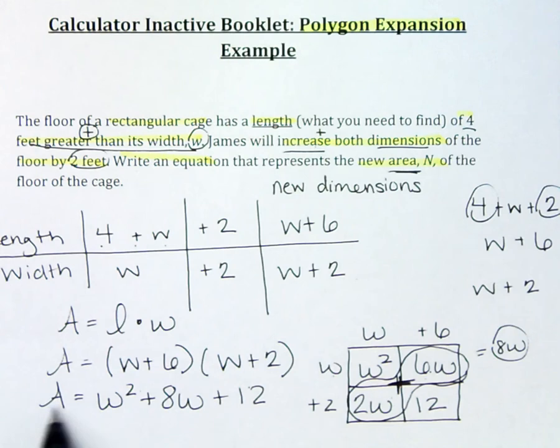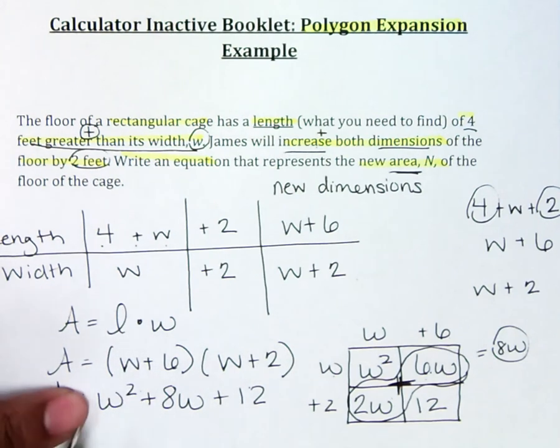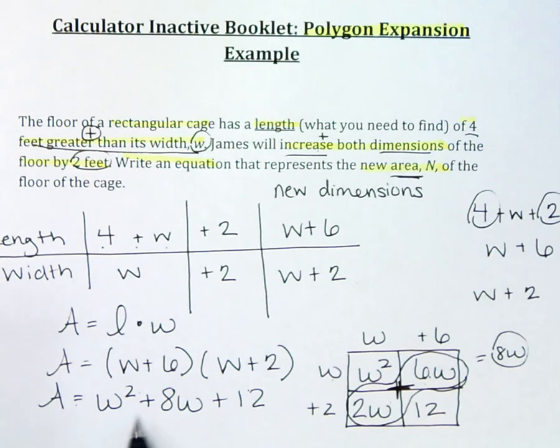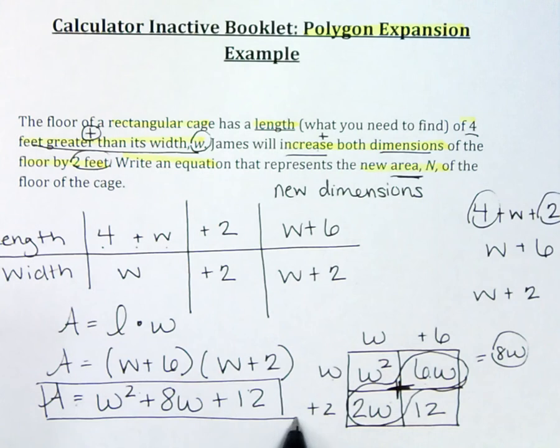It says write an equation that represents the new area. This is an equation because I have area equals. Now if it would have not been an equation, I would have just had the expression. So do not forget to put the area equals to make it an equation. Or you could have put, instead of A, you could have put N.